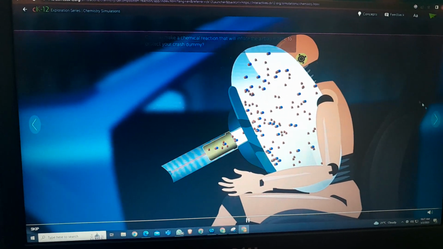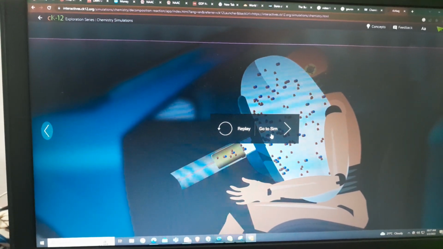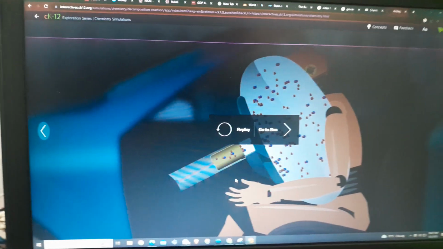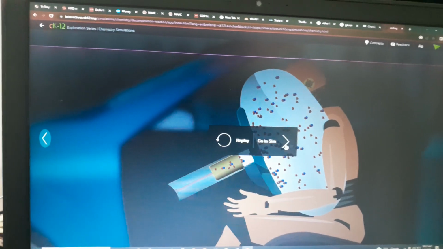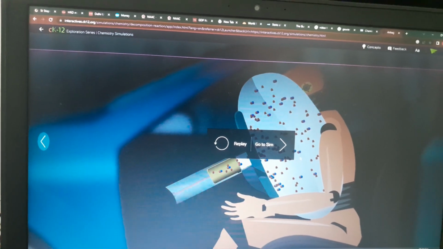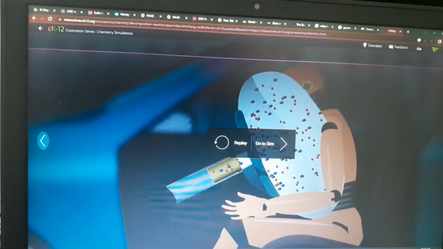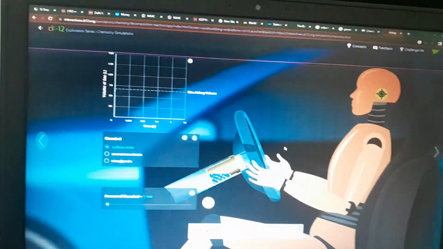Yeah, so let us try this. Now we can head on to the simulation. First they explain the concept and then its application, why the rate of a reaction might matter, because it might be needed very rapidly, for example in this case. Now we'll head on to the simulation.